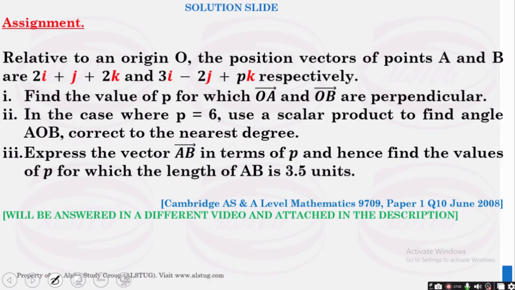This question was taken from Cambridge AS and A-Level Mathematics 9709, paper 1, question 10, 2008. So it's a Cambridge AS and A-Level examination question.